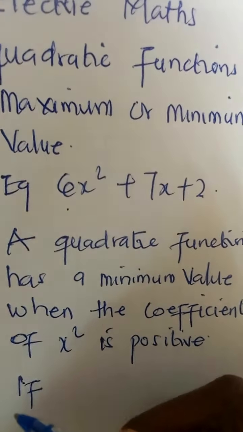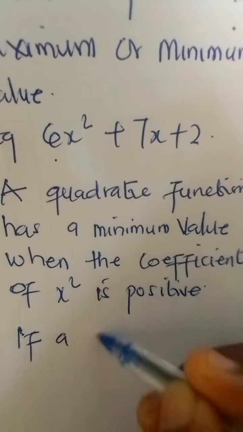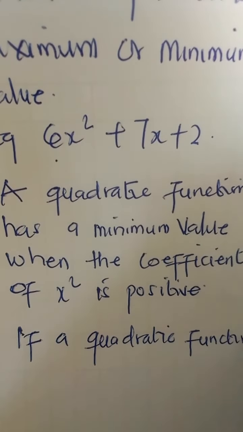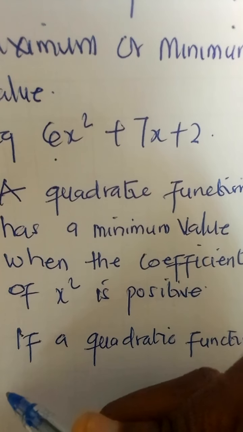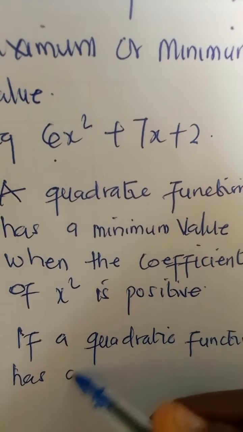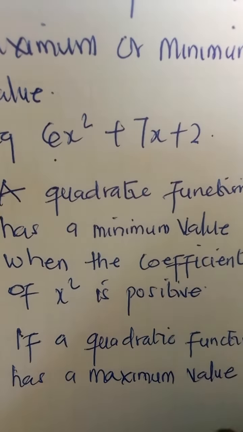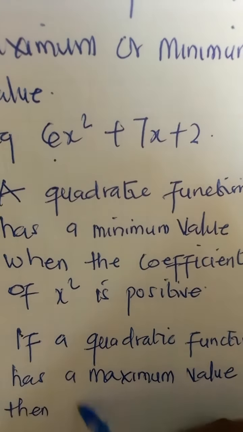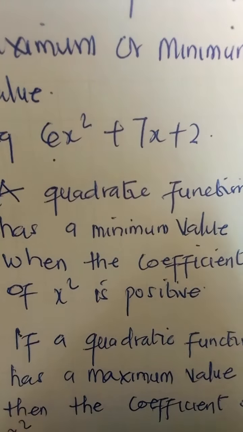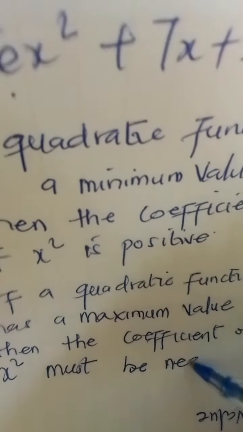If a quadratic function has a maximum value, then the coefficient of x squared must be negative.